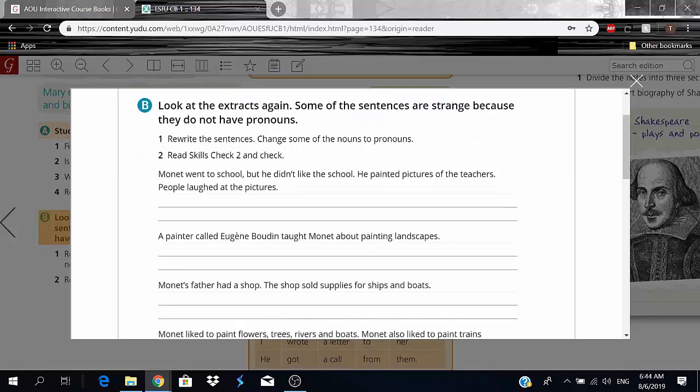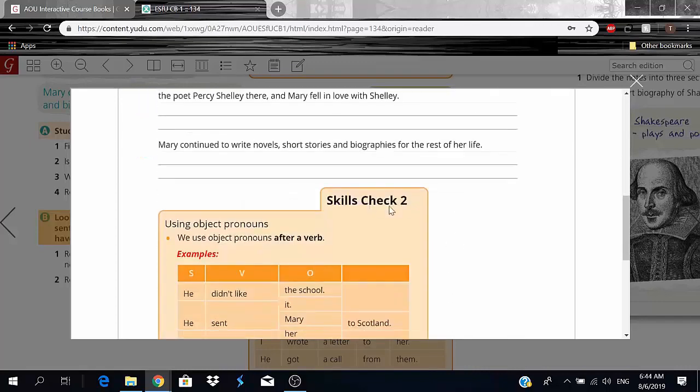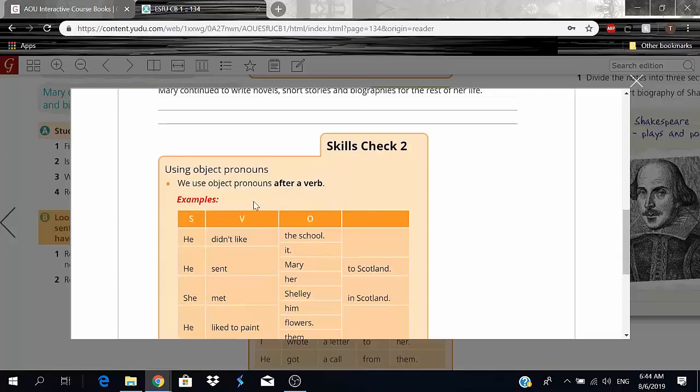And actually, before I do this, let's hop to skills check 2 here. So, using object pronouns. We use object pronouns after a verb, okay? So for example, instead of saying he didn't like the school, I can say he didn't like it, okay? I talked about this a lot, when to use nouns and pronouns and how they're both correct, but depending on your style of writing, you should implement your pronouns.